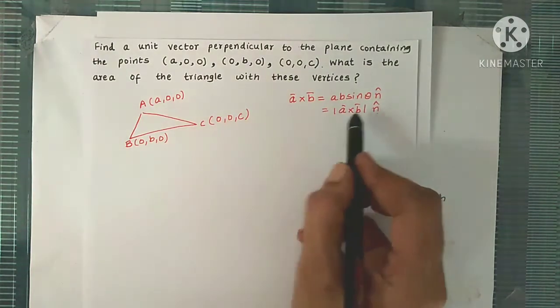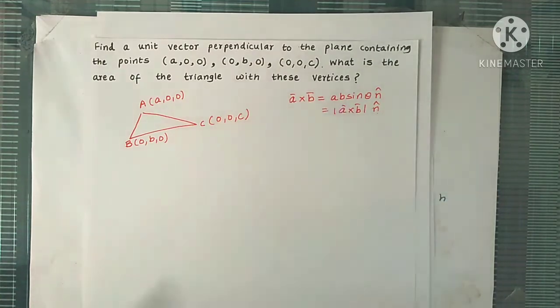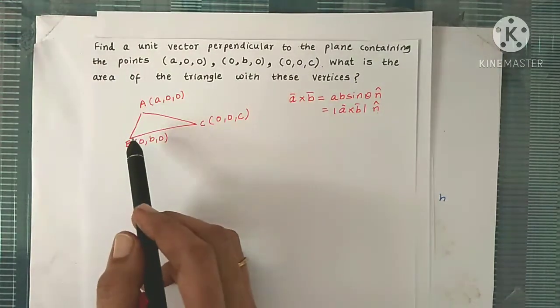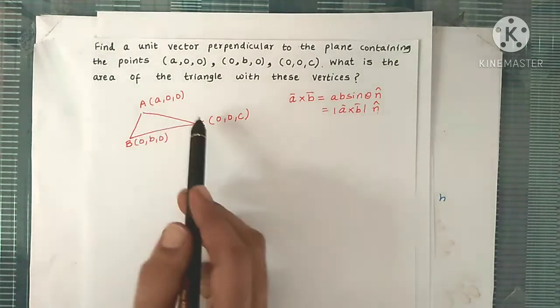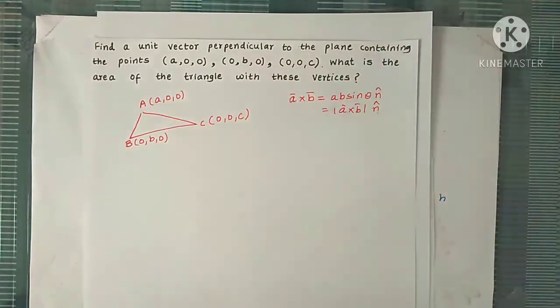So the formula for n cap is we have to divide by this term to the right hand side. That is A bar cross B bar upon modulus of A bar cross B bar. But what is that A bar cross B bar here? We have to convert these 3 vertices into 2 vectors. So you can take any 2 vectors, either AB bar, AC bar, or BC bar, BA bar, or CA bar, CB bar. Any pair of these 3 pairs will do. So let's take it as AB bar and AC bar.